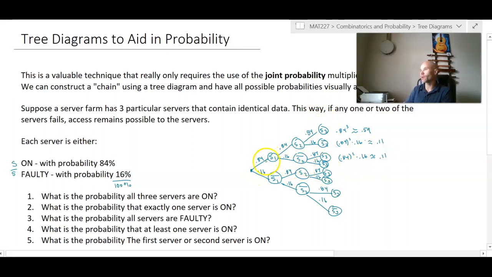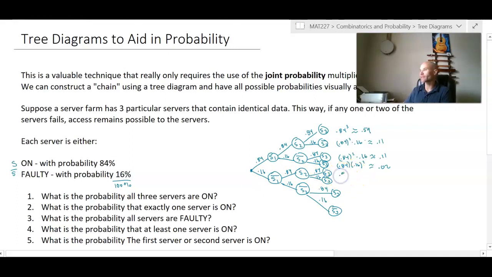Here, following this set of branches, 0.84 times 0.16 times 0.16, you can see how quick and simple it is to follow and calculate these probabilities, because you just have to follow the little paths to where you want to get to, or you can backtrack if that's easier. For this 4th row, 0.16 times 0.16 times 0.84. So 0.84 times 0.16 squared, which is about 0.02.